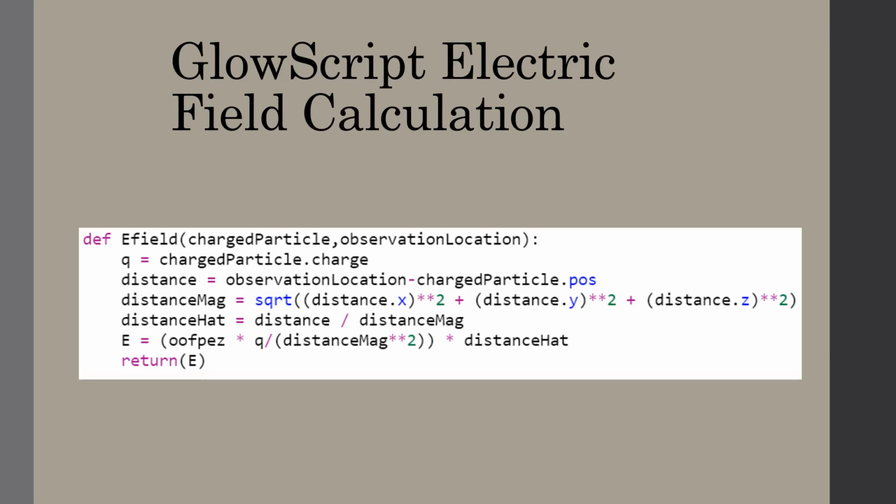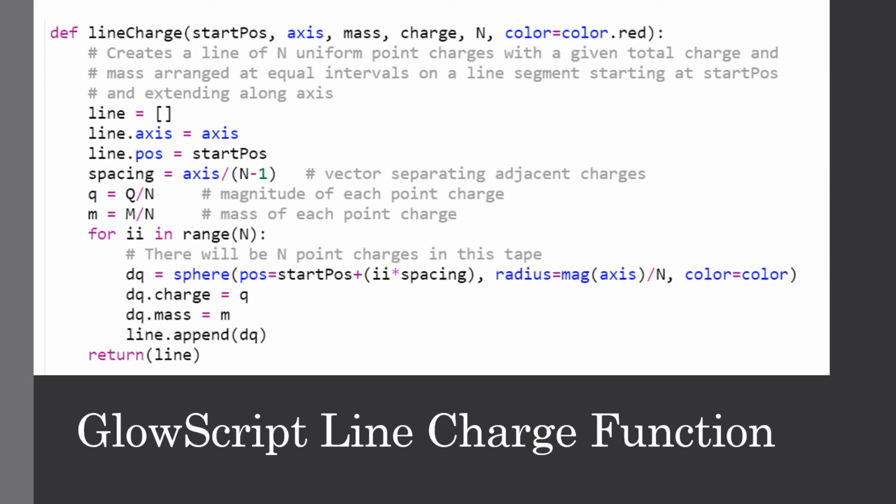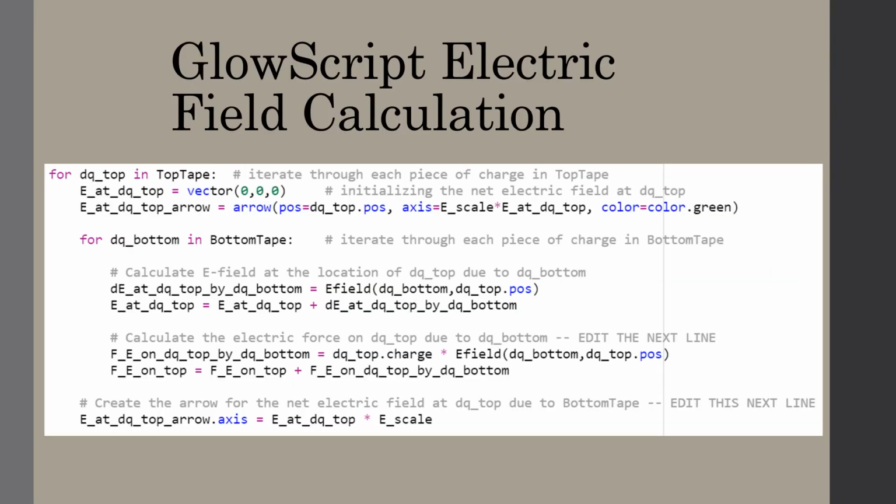Next, we found the magnitude of the electric field as a function, taking in the charged particle and observation location. We used the equation E equals Coulomb's constant times charge divided by distance squared times r hat. This function would return the electric field with the units newtons per coulomb. This section defines each of the tapes and changes them into a series of point charges per the superposition principle. Here's the function to calculate the electric field.